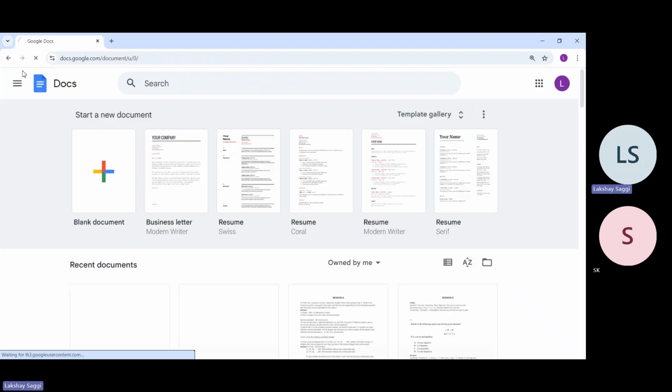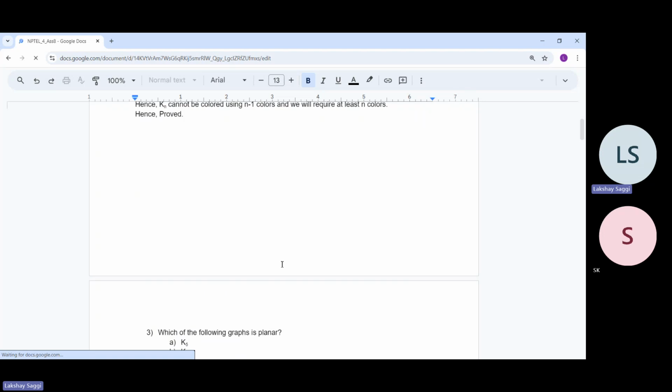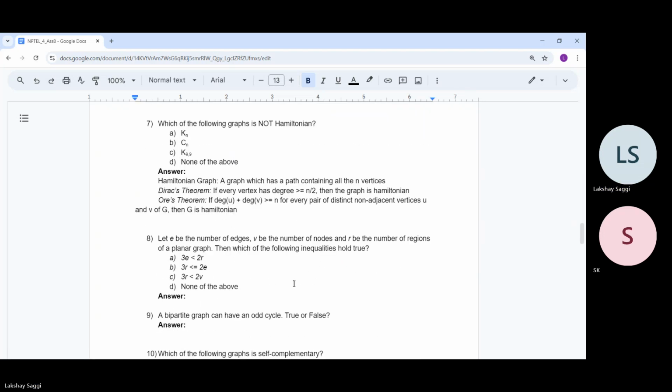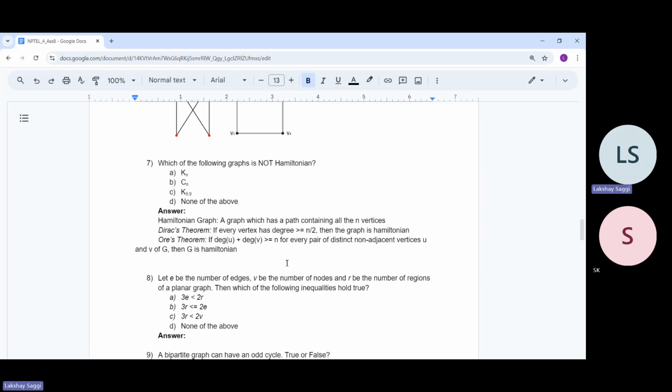Okay, sorry for this, guys. What happened here? I think I double clicked or something. So this part is greater than or equal to n by 2 and this part is greater than or equal to n by 2, and so the sum will be greater than or equal to n. And hence we will get that G is Hamiltonian. If the condition of Ore's theorem holds, then by Dirac's theorem also we can say that G is Hamiltonian. So that's why I'm claiming that Ore's is a stronger theorem than Dirac's theorem.